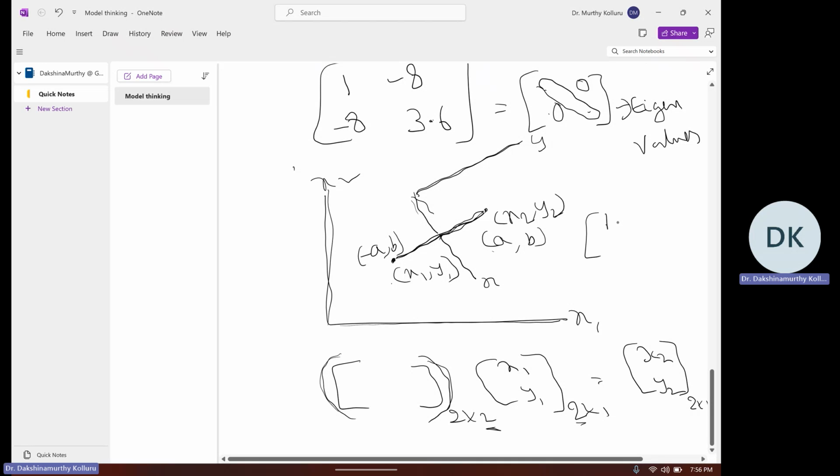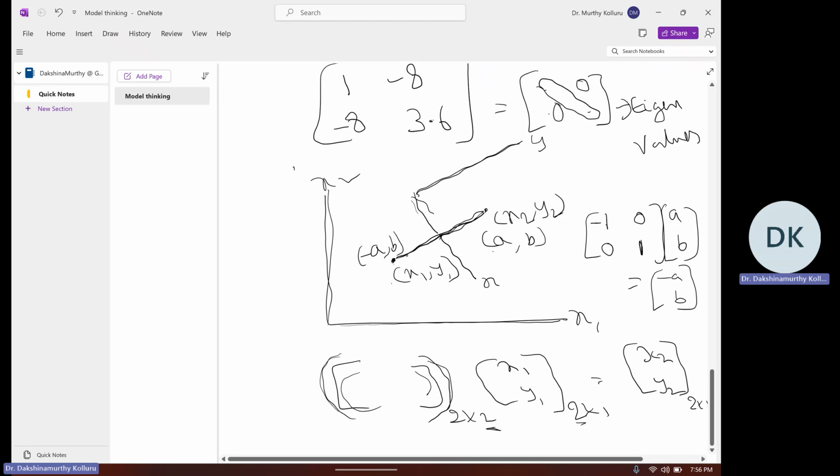The transformation matrix is 1, 0, 0, minus 1. Am I right? If I multiply with A, B: 1 times A, 0 times B, 0 times A, minus B. It's becoming minus A, B. So minus 1, 0, 0, 1. So that is the transformation matrix. So A, B will become minus A and B, right? So whatever this ugly matrix was, exactly the same transformation.